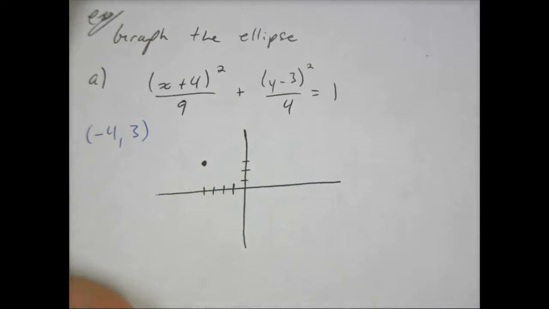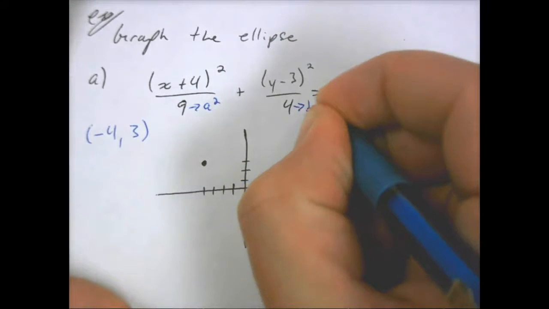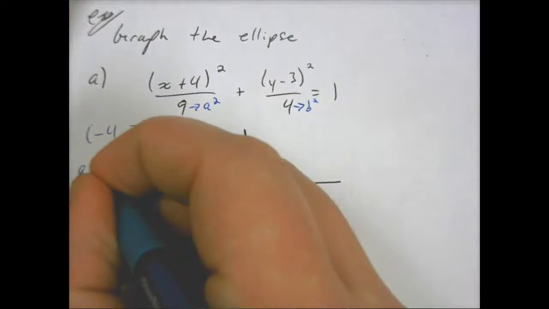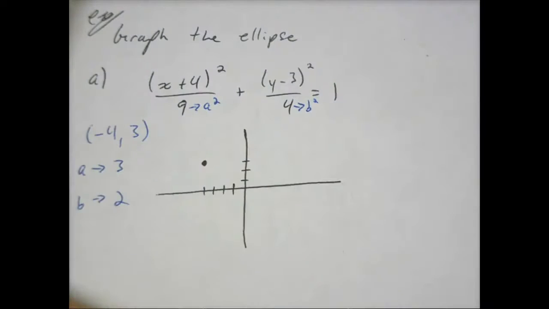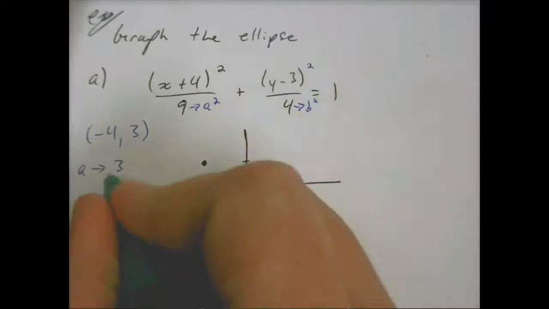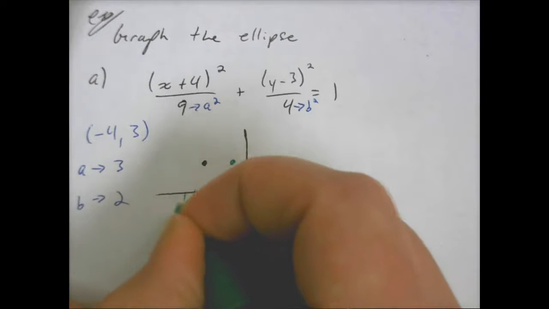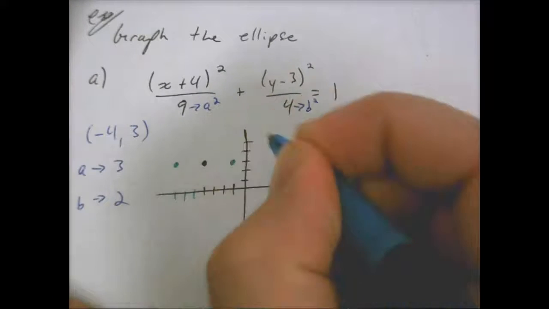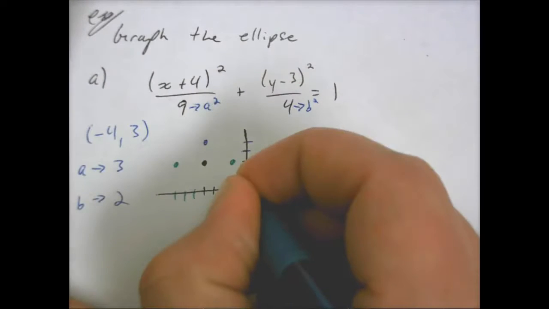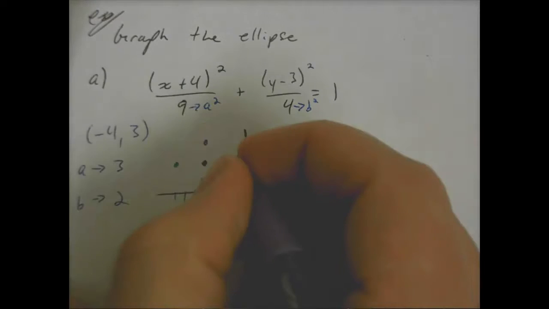Cool. Now this tells me that a squared is 9, b squared is 4, so then I know my a, or the distance in the x direction, is 3, and my b should be 2, so I will go 2 units in the y direction. For a, I'm going to go 3 units to the right and 3 units to the left. For b, since that's 2, I will go 2 up, 2 down, put the other points, and now I can draw somewhat of an ellipse.